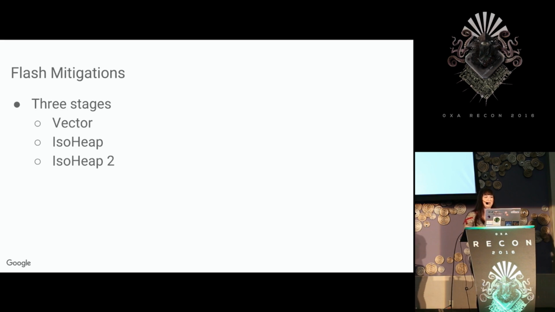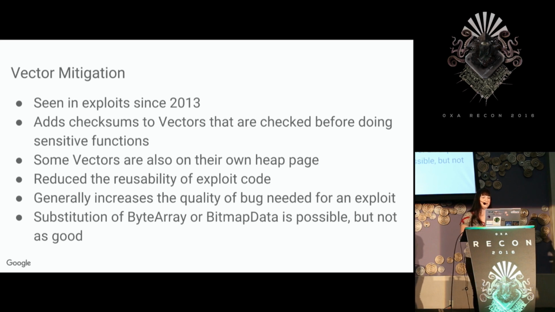So now I'm going to talk a bit about Flash mitigations and how to exploit some of these bugs in Flash. And for Flash mitigations in the past year, there's been 3 big stages, starting last August with the vector mitigations. So the vector mitigations deal with an exploit method that actually has been seen since 2013. And the way this works is there's an object in AS3 in Flash called a vector, and it has inline metadata, a length, and it also has the inline data, which can be integers or objects or any type.